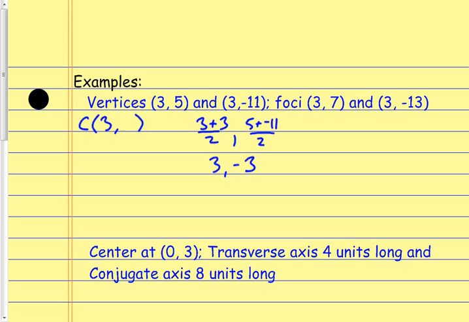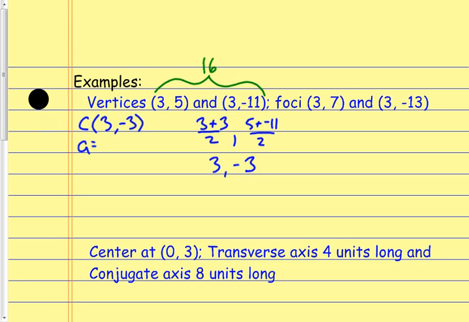And now I look at this and say, okay, I can determine my a value once again. So I'm going to determine my a value here. These are the endpoints of my transverse axis. I ignore the 3 and I look at the distance here. The distance here is 16, which means my a value is an 8.